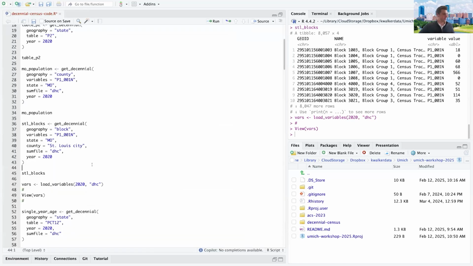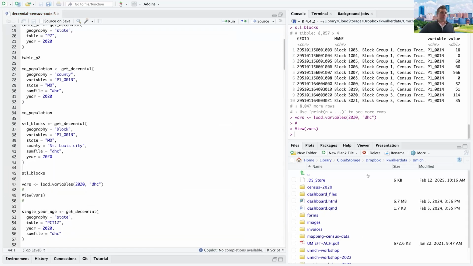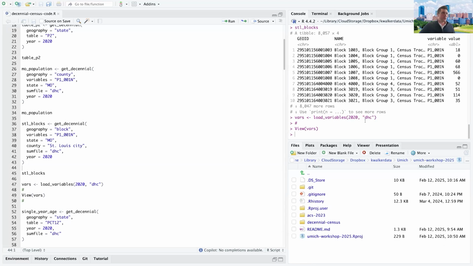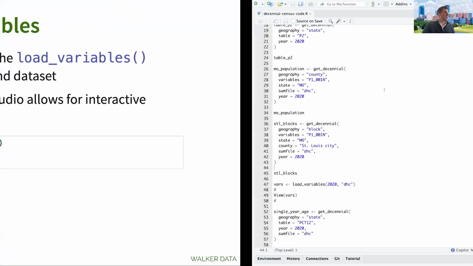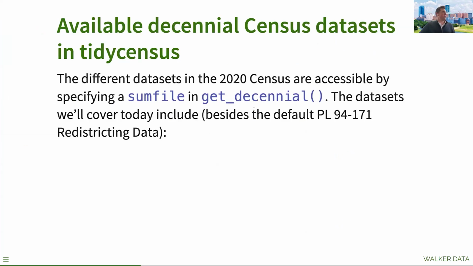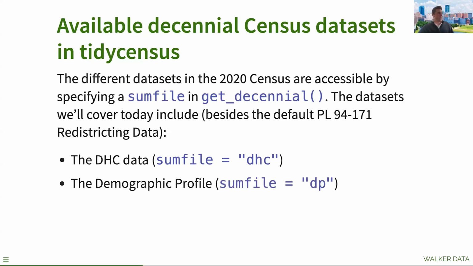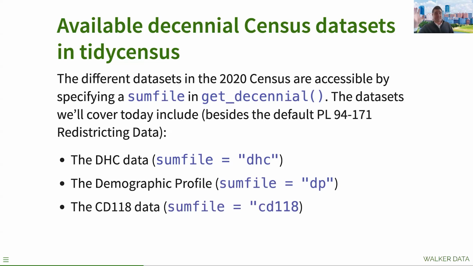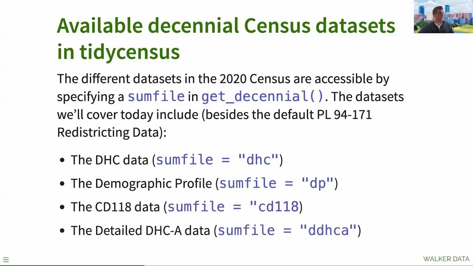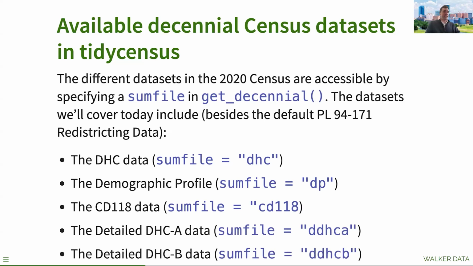All right. So moving along here, we're going to close out the first hour, kind of just talking through how you specify these various data sets. So the DHC data, sum file equals DHC. The demographic profile, you put in sum file equals DP. For the CD118 files, CD118, and then DDHCA and B files, which I'll show you in the third hour, are specified as shown.